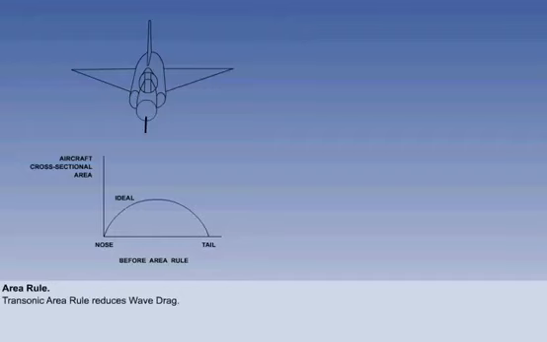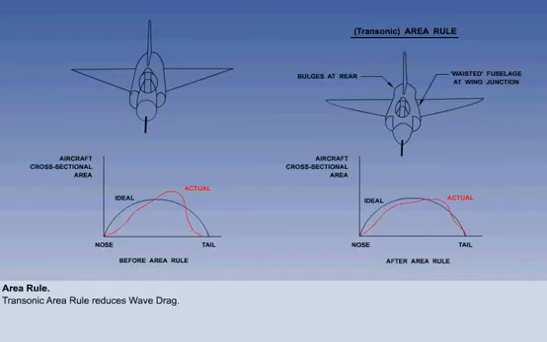Here, the ideal cross-sectional area distribution is shown. And this is the actual cross-sectional area distribution of an aircraft with no area rule incorporated in the design. When area rule is incorporated in the design, the actual distribution of cross-sectional area is much closer to the ideal, and consequently, wave drag is minimized. You can see that the designers have reduced the cross-sectional area of the fuselage where the wing is attached. This is obviously not possible on a transport aircraft.